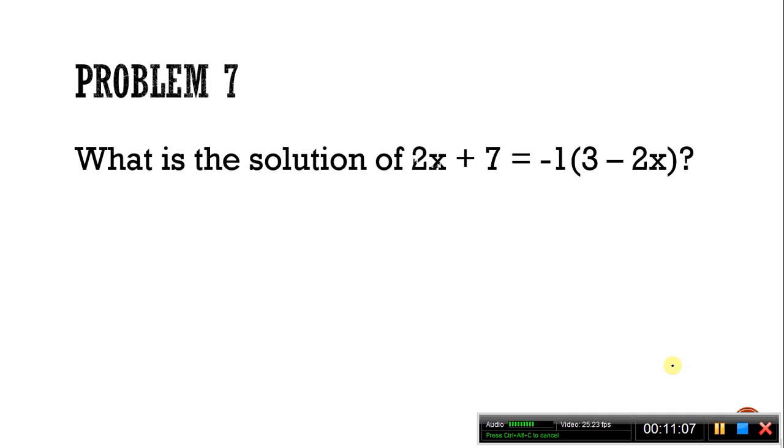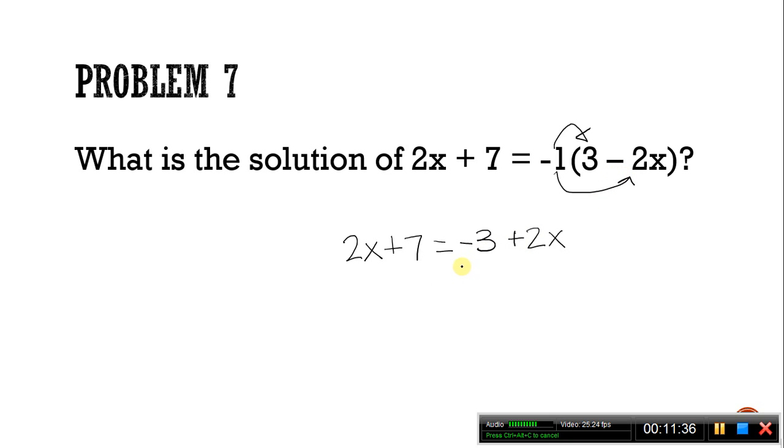And the final problem that we're going to look at today. So I'm going to distribute that negative 1 inside. So remember, we're always going to multiply. So on the left-hand side, it's going to stay the same. And I'm going to multiply that negative 1. So negative 1 times a positive 3 is going to give me negative 3. And negative 1 times a negative 2x is going to give me a positive 2x. Because remember, a negative times a negative will always give you a positive.